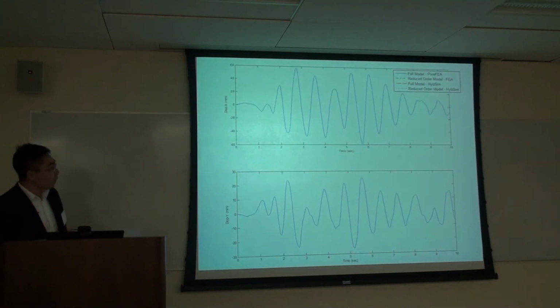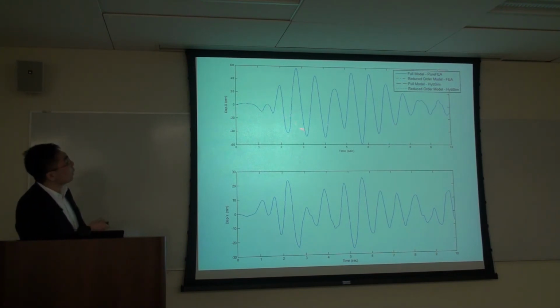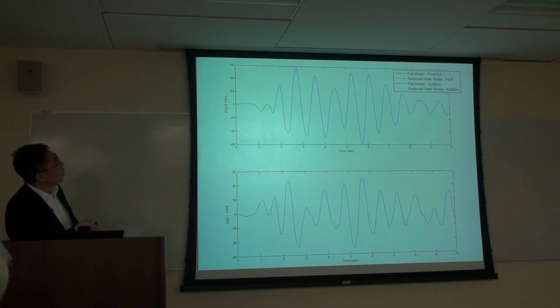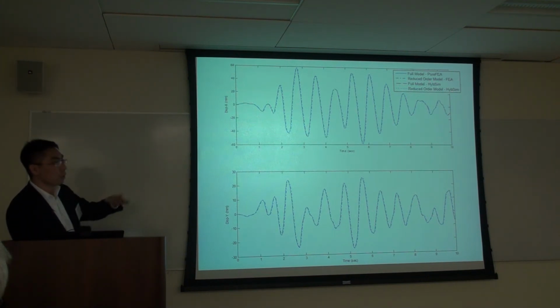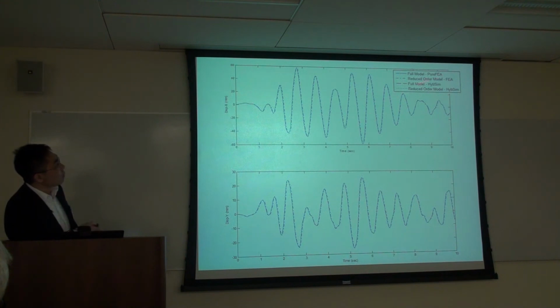Then let's look a little bit at the response. For example, here it shows the full model, the pure FEA model without hybrid. That's our reference solution in both X and Y direction. The second curve I'm showing you here is the reduced order model, that's the state space model, and again, just pure analysis, no hybrid.